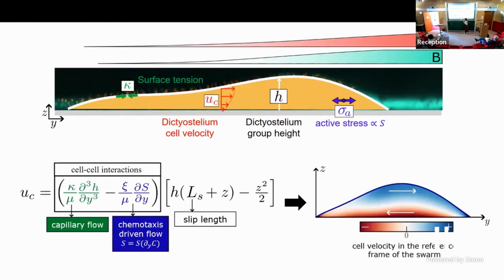The cells are pulling instead of pushing on each other, and then it depends on the gradient in the polar, in this aligned order parameter S. And if you recall what I said at the beginning, S depends on the gradient of C. So basically, chemotaxis comes into play by creating gradients in the active force, and this generates an effective flow of cells.